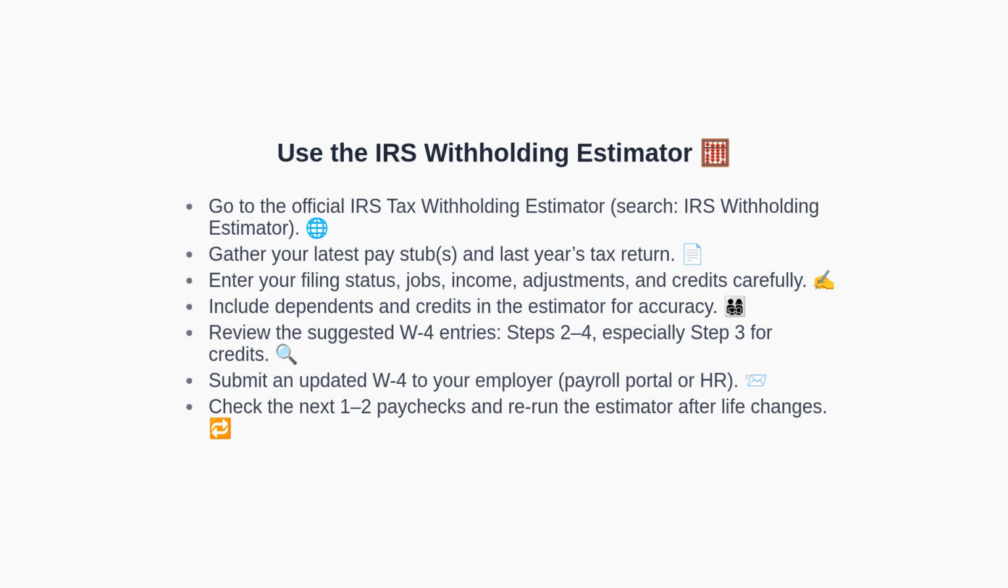With the estimator process clear, let's visualize the optimization path. This flowchart begins with your current paycheck and asks if you're using the IRS estimator. If not, you face the risk of over or under withholding, so the next step is to use the estimator. If yes, you input income, dependents, and credits.